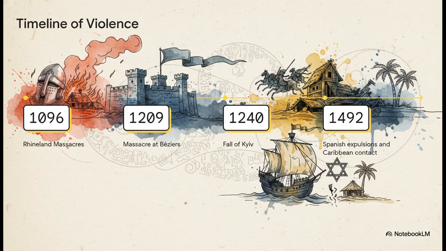And when you lay it all out, history reveals this crystal-clear, centuries-long pattern of systemic eradication. Just look at the sheer density of these events. We go from the Rhineland massacres in 1096, right at the start of the First Crusade, over to the massacre at Béziers in 1209, then to the Mongol destruction of Kiev in 1240, and finally landing on that incredibly pivotal year of 1492. These aren't just random, isolated dates. They form a clear evolutionary timeline that paves the way for our deeper dive today.